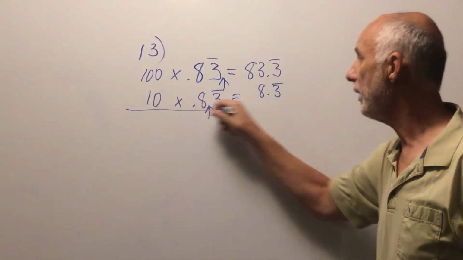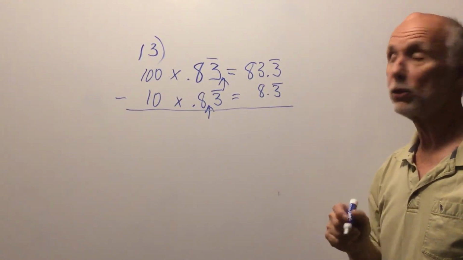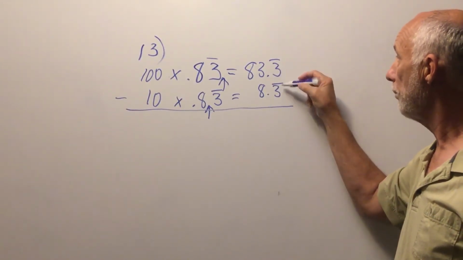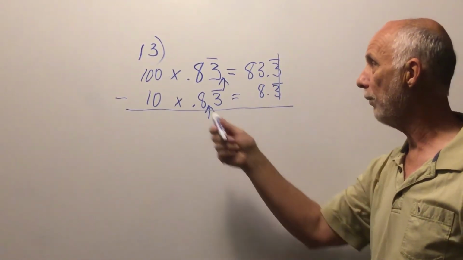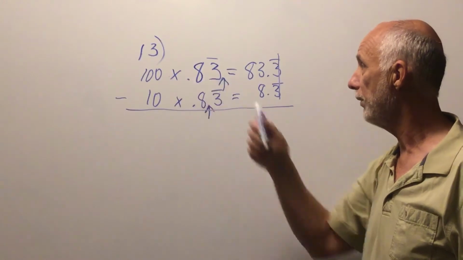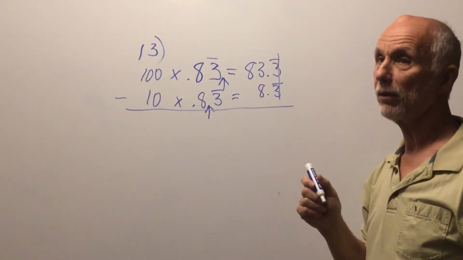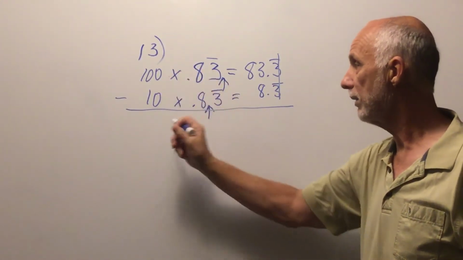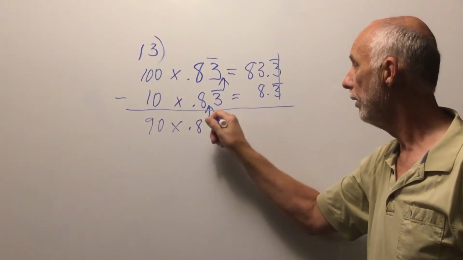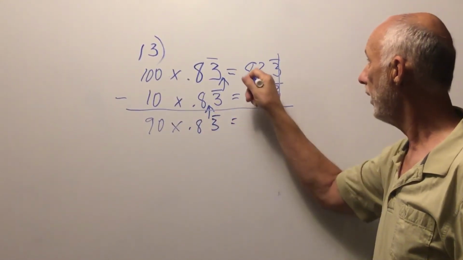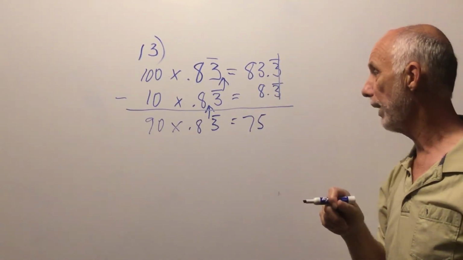And again, the whole reason for creating this subtraction problem is so I could get 0.3 repeating minus 0.3 repeating canceling forever. By the way, that would give you 100 times 0.83 with the 3 repeating minus 10 times 0.83 with the 3 repeating. And 100 times minus 10 times leaves you with 90 times 0.83 with the 3 repeating. By the way, 83 minus 8 gives me 75, and again, the repeating 3's cancel.